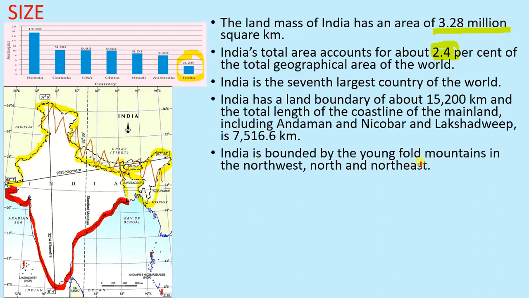Now, India is bounded by young fold mountains in the northwest, north, and northeast. Means the fold mountains are there. See there, this brown line you can see here. So India is bounded from this side by the Himalayan mountains, that is fold mountains. Or you can say a boundary is created by the Himalayan mountains from the north, northwest and northeast.